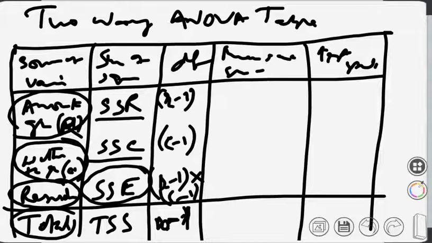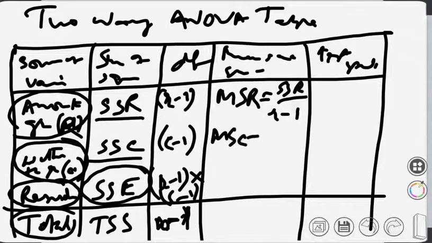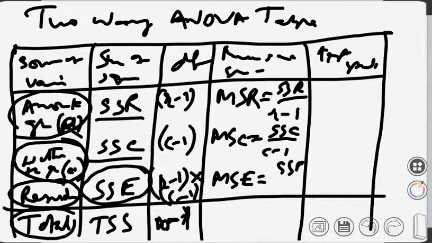Then this will be MSR, mean sum of square, is SSR by degrees of freedom, as in the previous time, that is R minus 1. MSC is SSC by C minus 1, and lastly MSE is equal to SSE by R minus 1 into C minus 1.